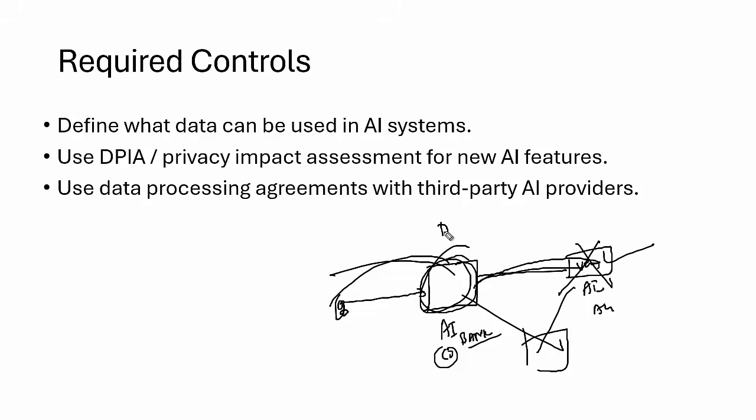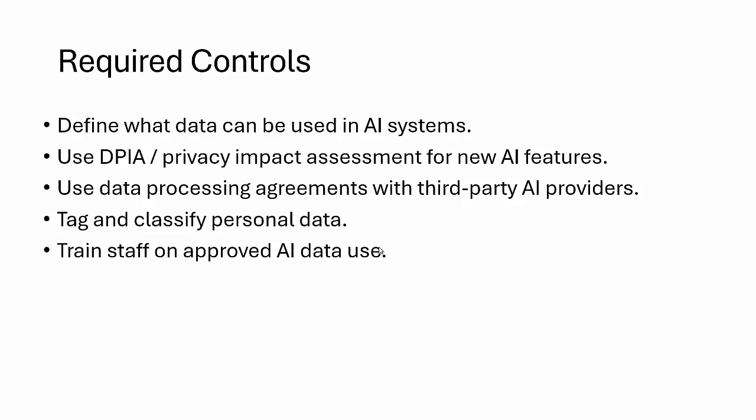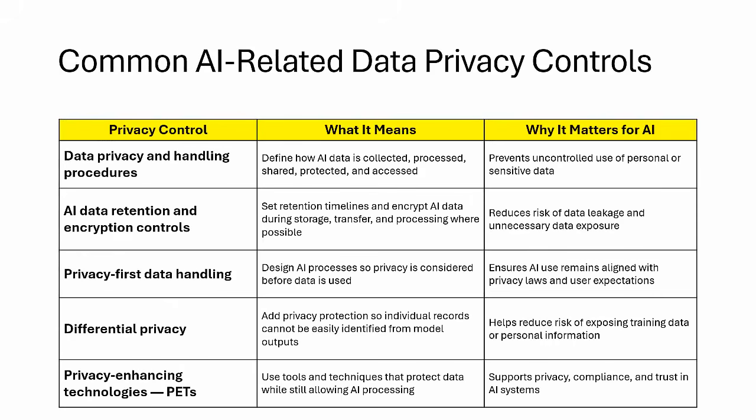In the GDPR context, this is called the data controller, and that is called the data processor. How the data controller and data processor handle the data comes under the data processing agreement. That's very important. You need to tag and classify the data, train the staff on approved AI use, keep the development and production environments secure, and if you're doing testing, keep both environments identical and monitor the data for leakage and all that. That is a very important practice.